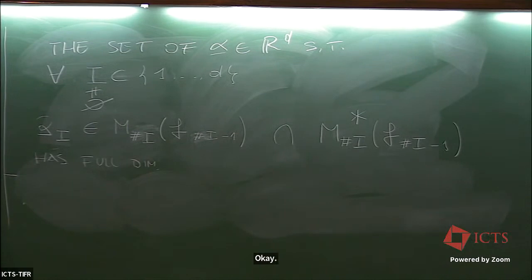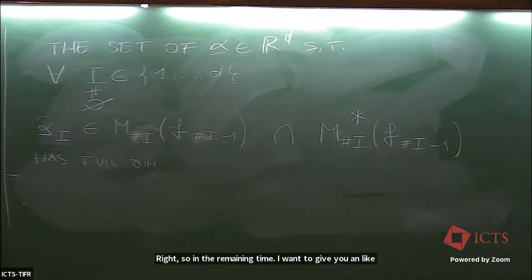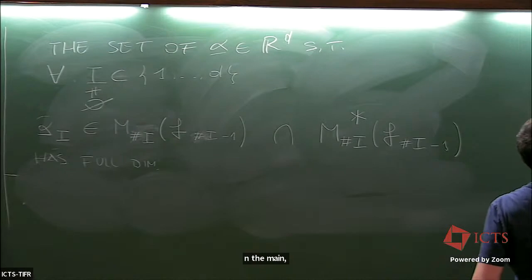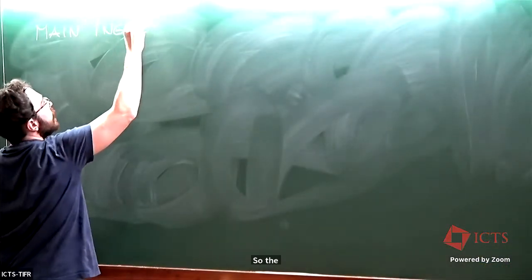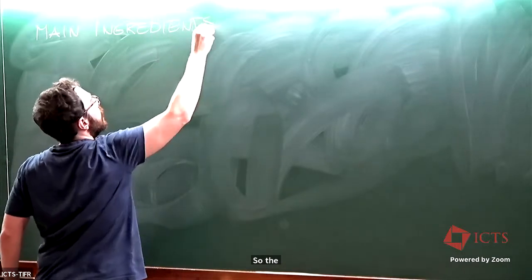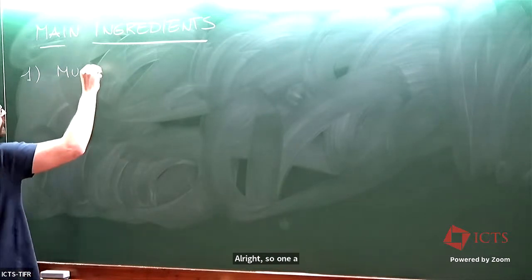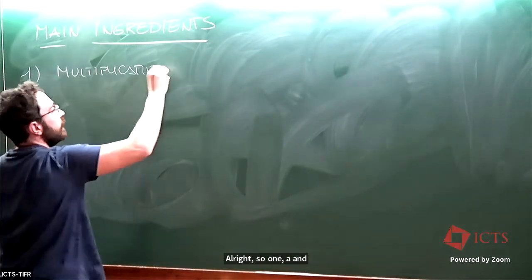Right, so in the remaining time, I want to give you a vague idea of how the proof is structured, only very vague because there are not that many ideas, but there are lots of technicalities. So I will try and explain the ideas. Okay, so the main ingredients are, one, a multiplicative Dani correspondence.